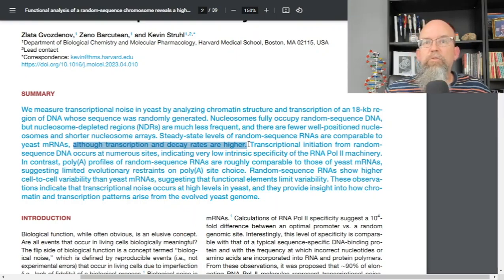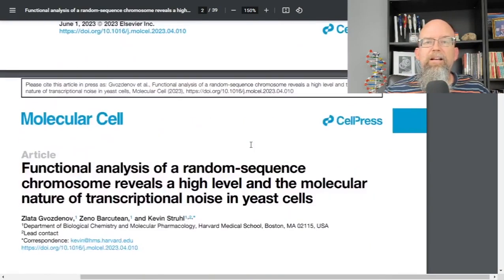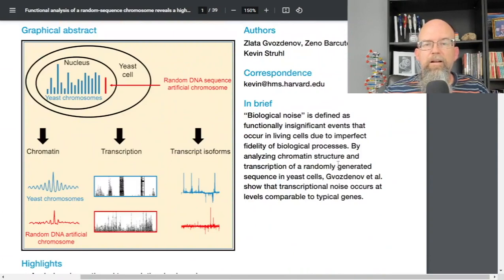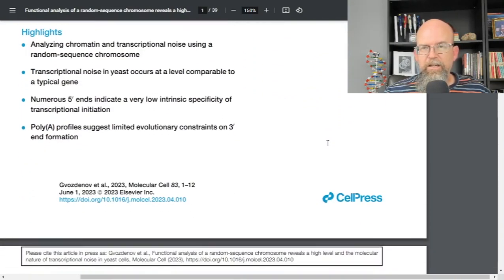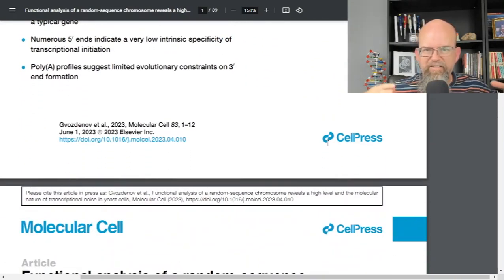It's the biological noise that occurs because, as they said up here, due to the imperfect fidelity of biological processes. Your enzymes aren't perfect, right? They don't always do the right chemical reaction. They do it at different rates. Your big machines that have to look and find locations in your genome in order to turn them on are looking for particular sequences, but they're sloppy.